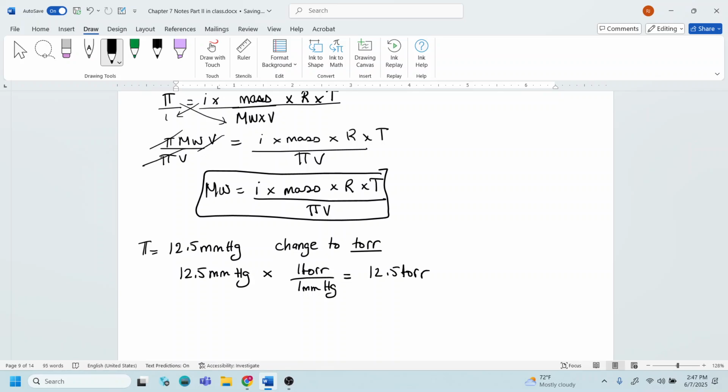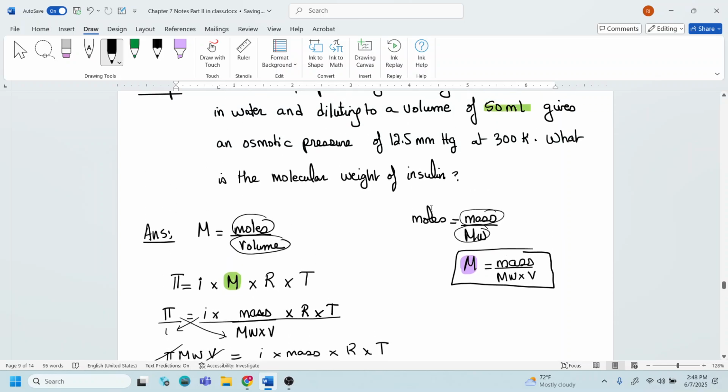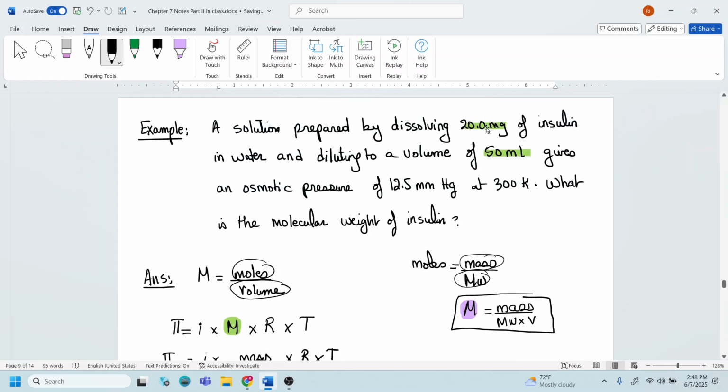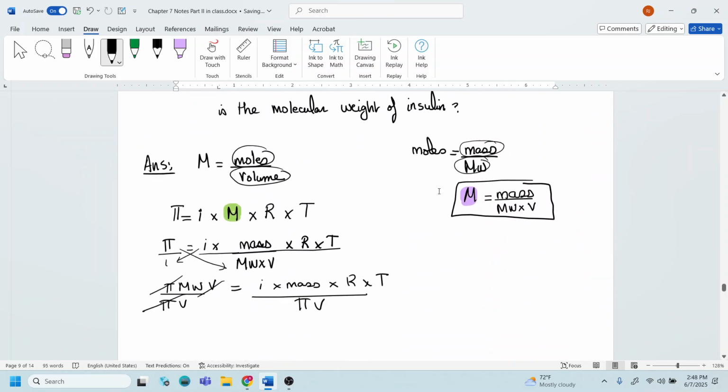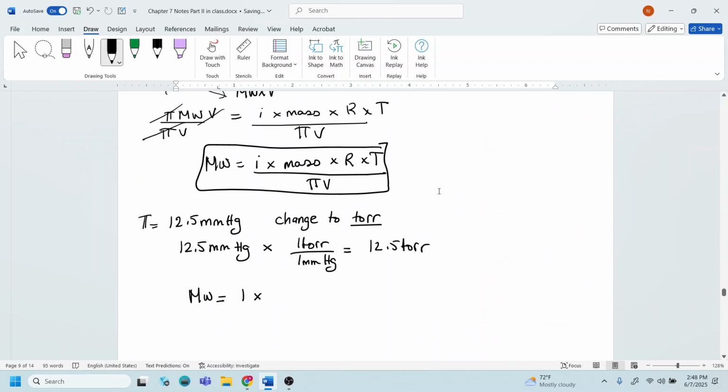Okay? So once you get it in torrs, we can directly substitute the molecular weight. That is equal to 1 times the mass in there. So what was the mass? The mass is 20 milligrams, right? So 20 milligrams. I have to change that into grams.